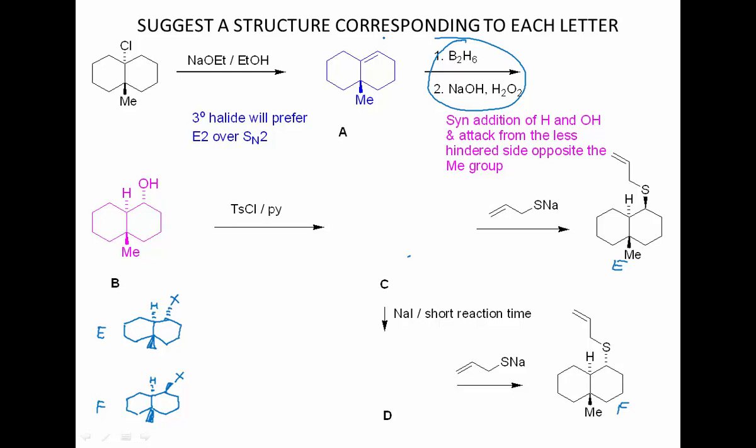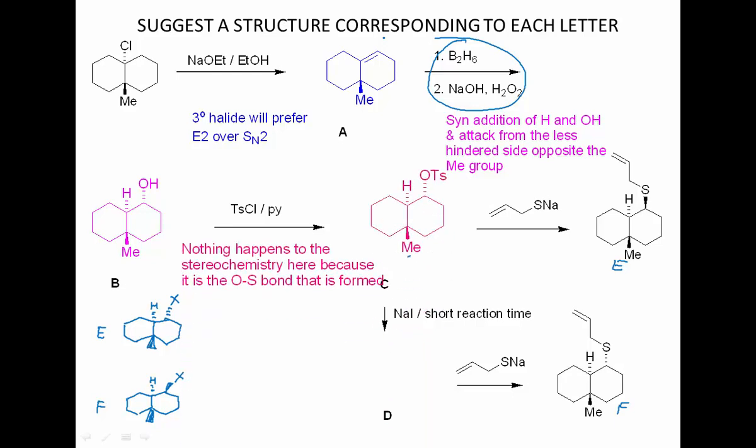All right, tosylate is going to be made from the alcohol, and there's no change in the configuration of the OH group because this is a reaction that's making the OS bond. So nothing is happening to the CO bond, right? So we're making the bond between O and Ts.